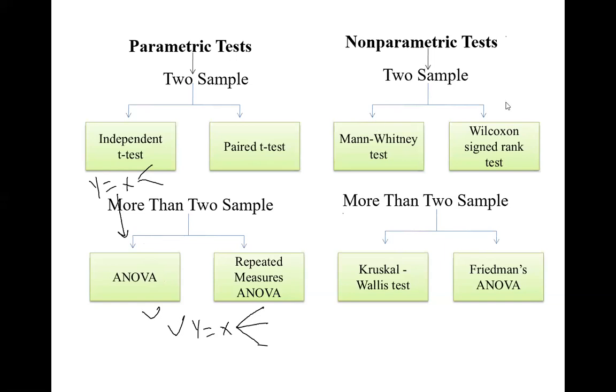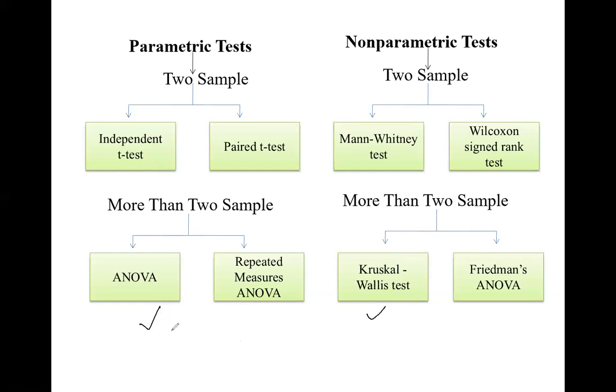Now next is the Kruskal-Wallis test. Today we will take a case study of the Kruskal-Wallis test, which is equivalent to the analysis of variance. The Kruskal-Wallis test is not doing anything new. It is just comparing several means like analysis of variance. But why am I using this Kruskal-Wallis test? I am using it because the assumptions of the parametric test are not fulfilled.